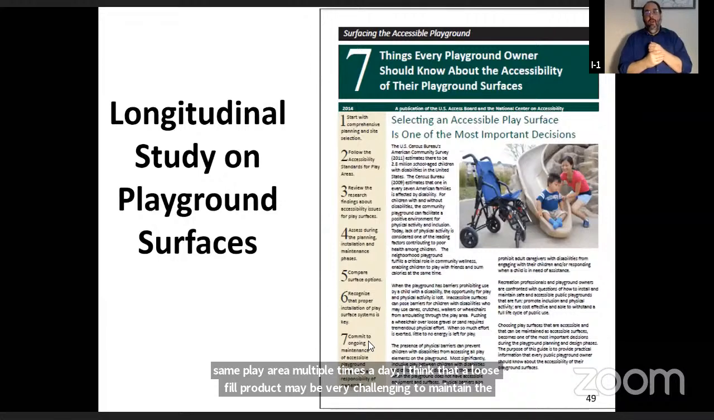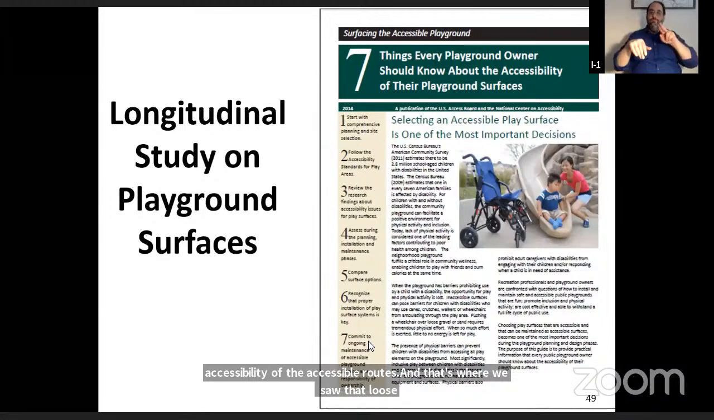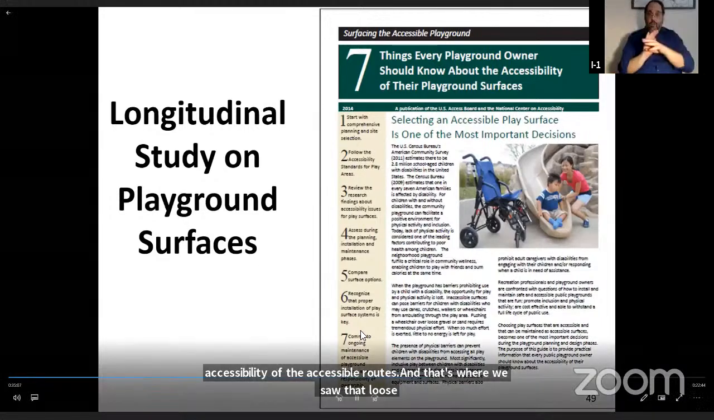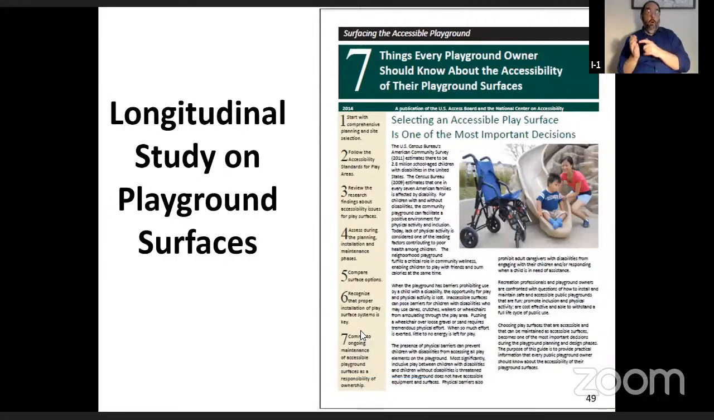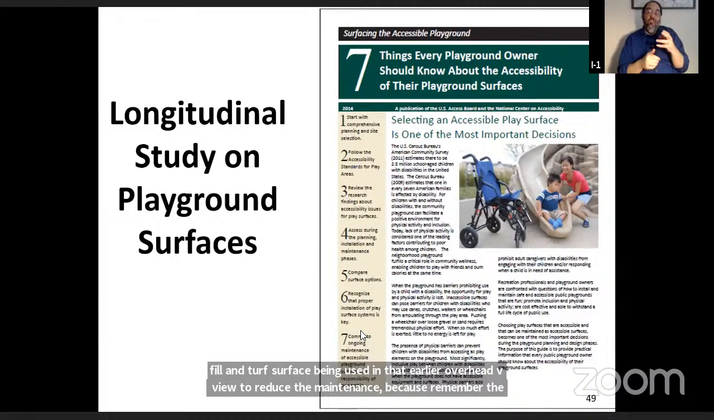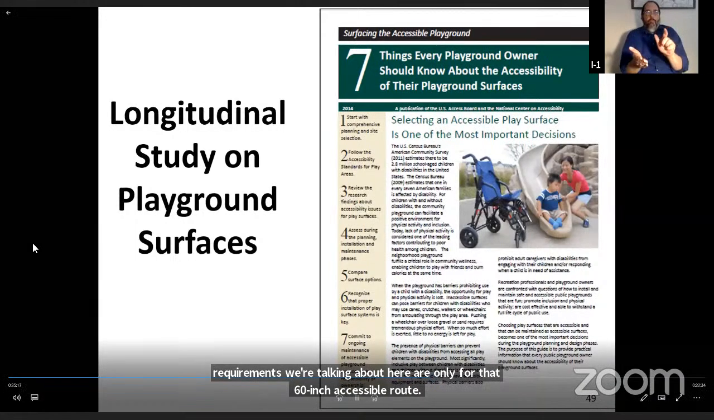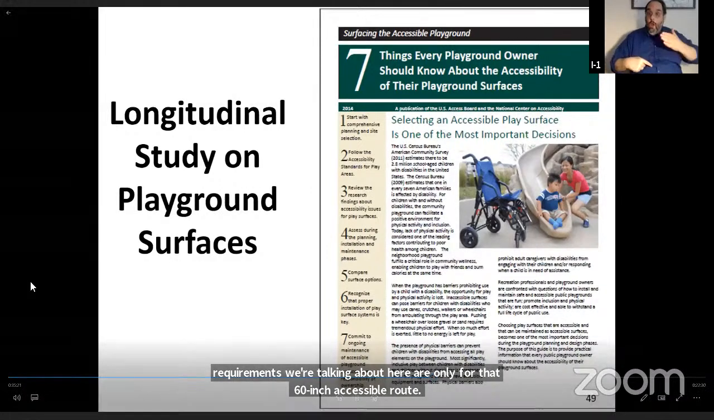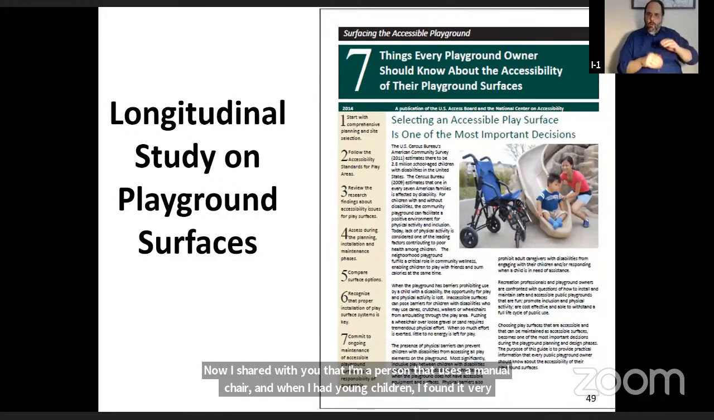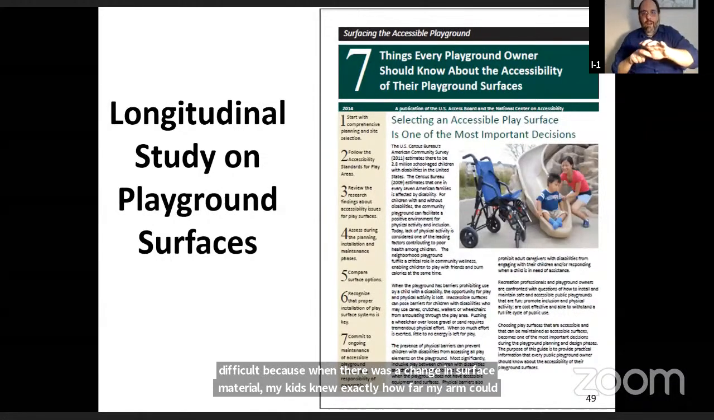And that's where we saw that loose fill and turf surface being used in that earlier overhead view to reduce the maintenance, because remember, the requirements that we're talking about here are only for that 60-inch accessible route. Now, I shared with you that I'm a person that uses a manual chair, and when I had young children, I found it very difficult because when there was a change in surface material, my kids knew exactly how far my arm could reach them in the sand area. And when it was time to go home, that could be very challenging, right? About the ability to get everybody to get back to the car.